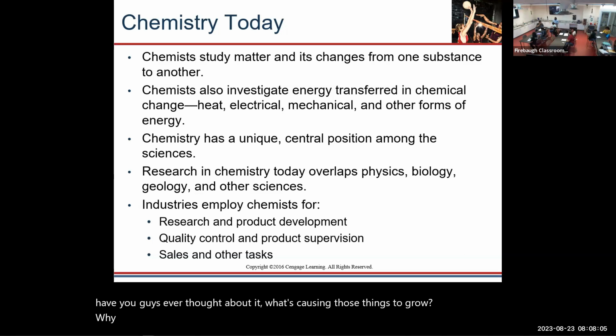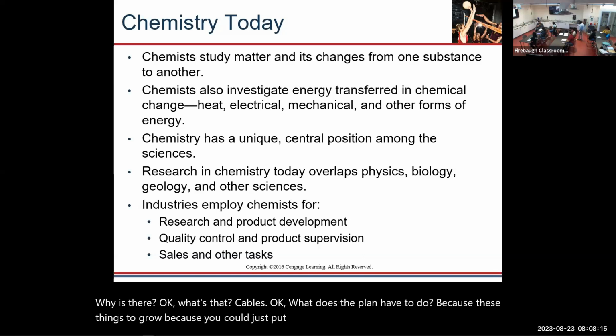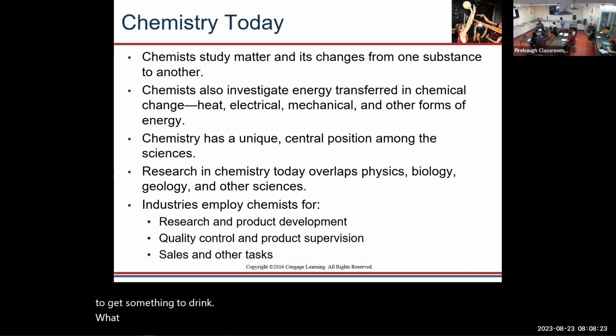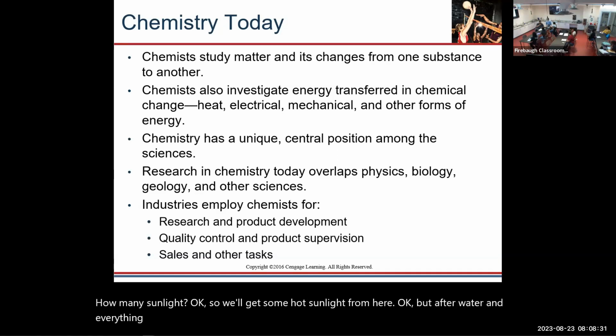Water, dirt. Okay. What's that? Chemicals. Okay. What does the plant have to do to cause those things to grow? Because you can just put water and dirt. I can put water and dirt here. Am I going to get something growing? No. What was that? Sunlight. Okay, so we get some sunlight from here. But if I put water and dirt and everything, are we going to have anything growing here?